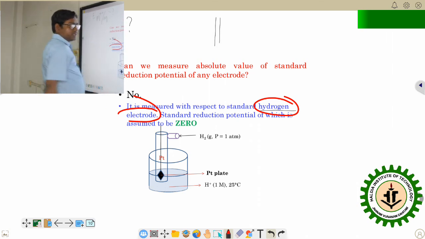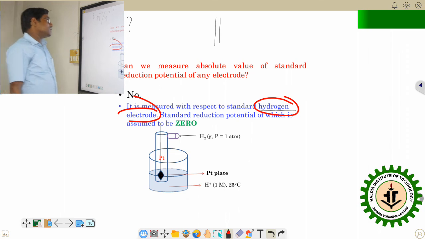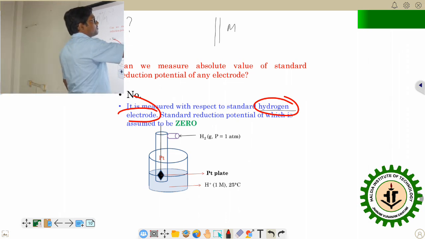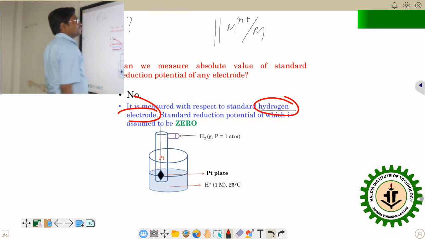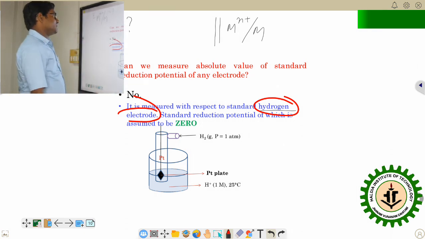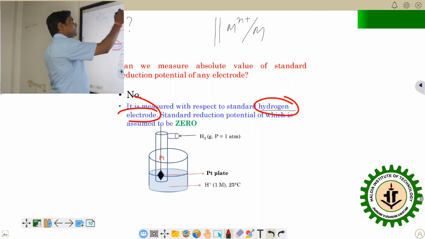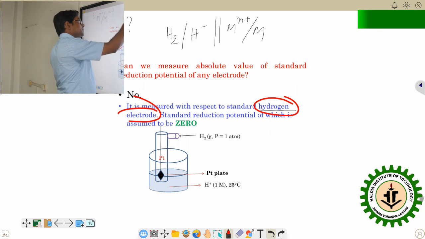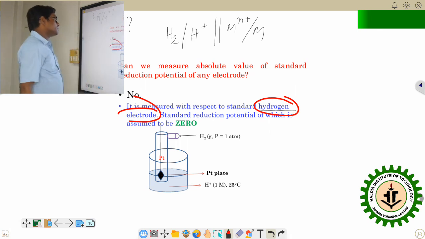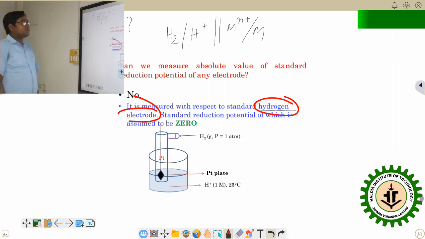Say solid will be there as usual. You place M^n+/M, the electrode potential of which is to be measured, say at the right side, meaning we are going to treat that as the right electrode. And then you consider the hydrogen as the left electrode. Then you check using an ammeter or voltmeter whether electron is flowing or not.